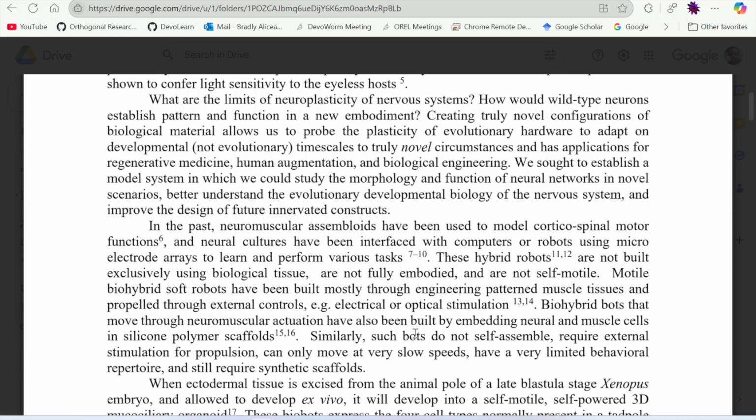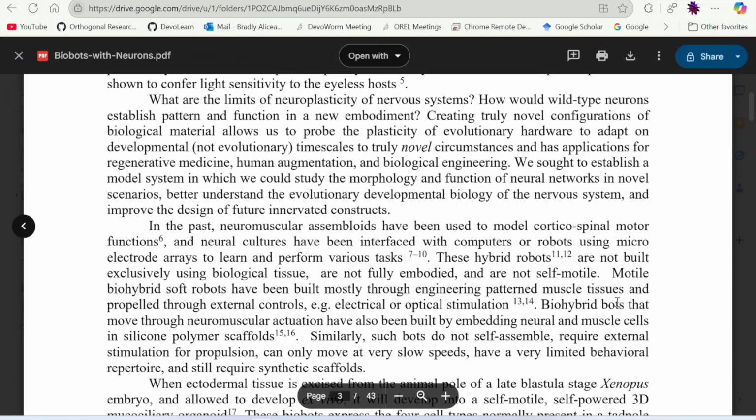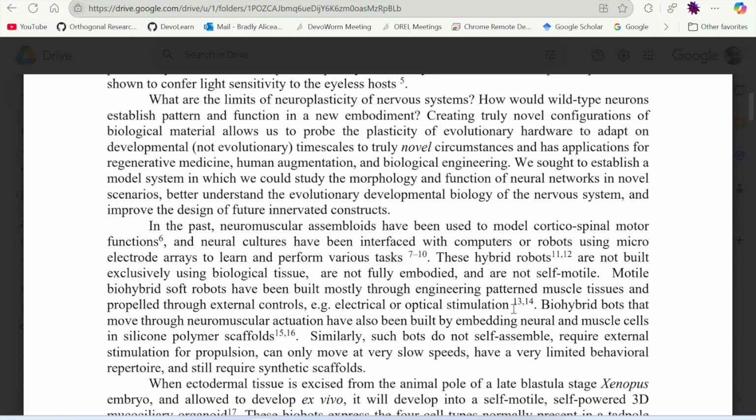So they point to the history of this, where neuromuscular assembloids have been used to model corticospinal motor functions, and neural cultures have interfaced with computers or robots using microelectrode arrays to learn and perform various tasks. And these are, of course, hybrid robots that were not built exclusively using biological tissues, not fully embodied and not self-motile. So there have been people who have done these kinds of biohybrid robots and other types of hybrid robots. And the challenge here is to improve upon these.